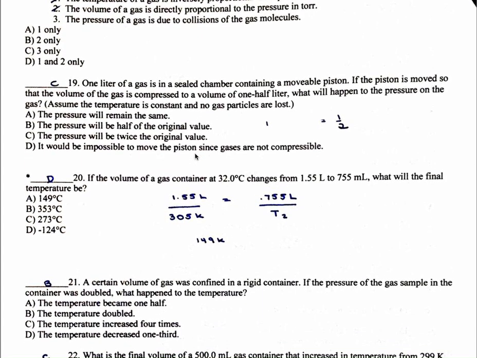1 liter of gas in a sealed container, so it has a movable piston. If the piston, so that's like the plunger in our syringe, is moved so that the volume of the gas is compressed to half a liter, what's the pressure? So I started to write out the work. What you should realize is that pressure and volume have exact opposite effects. So if you're halving volume, then that's going to double the pressure. Okay, so your answer is C.